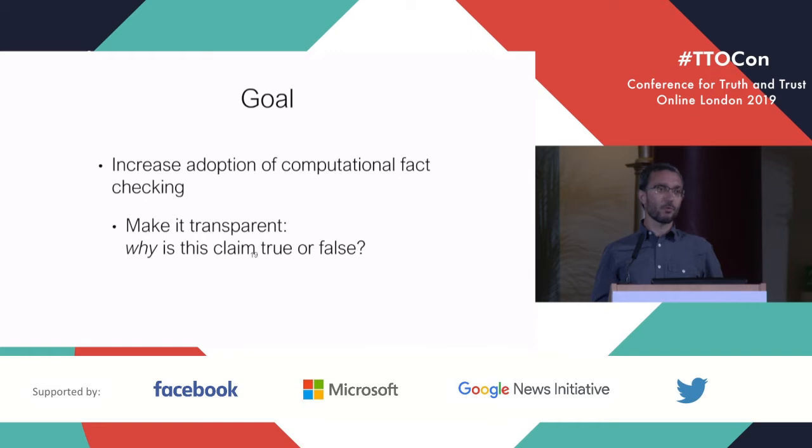One of the reasons, we argue, is because we don't have a clear, transparent explanation of why a claim, why a fact, is considered correct or wrong. So our overall goal is to make fact-checking transparent by providing explanations.